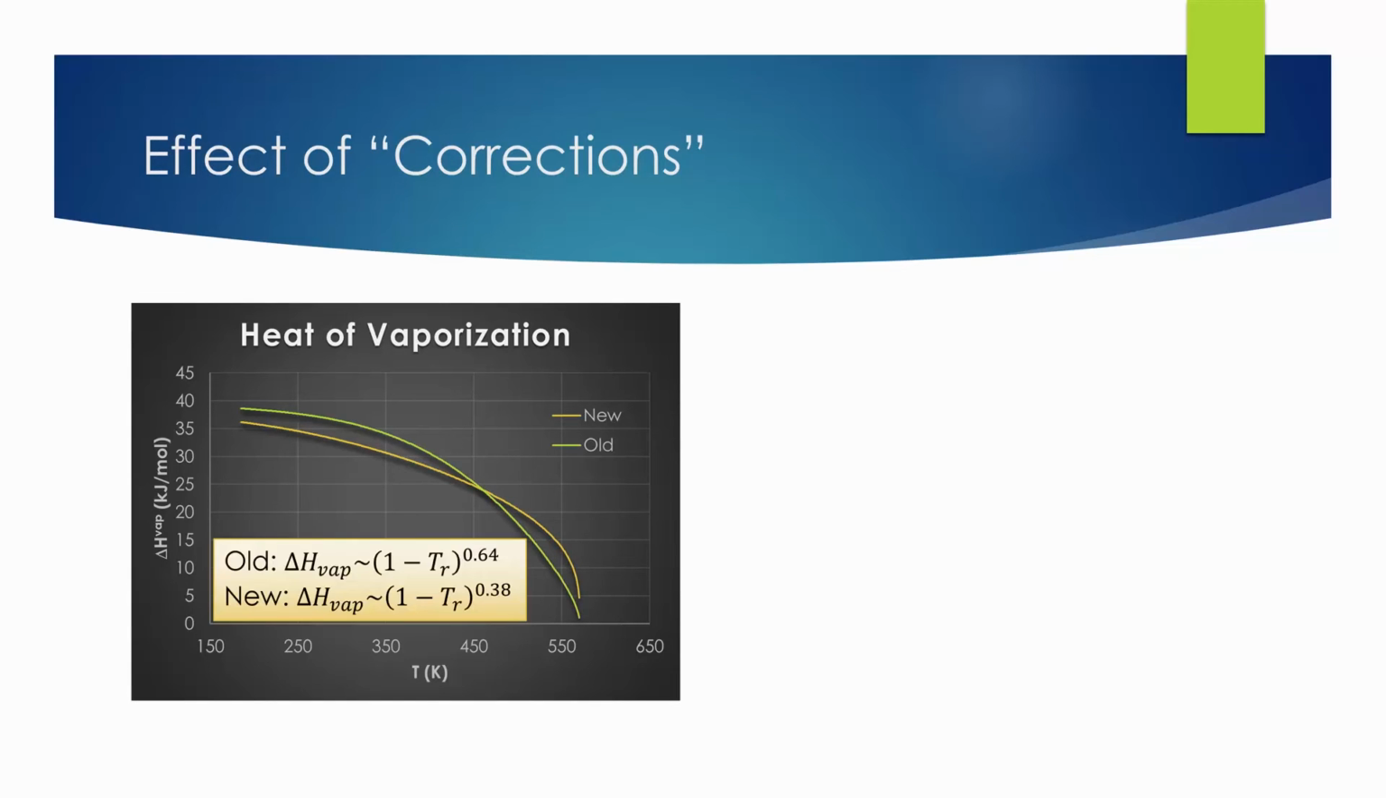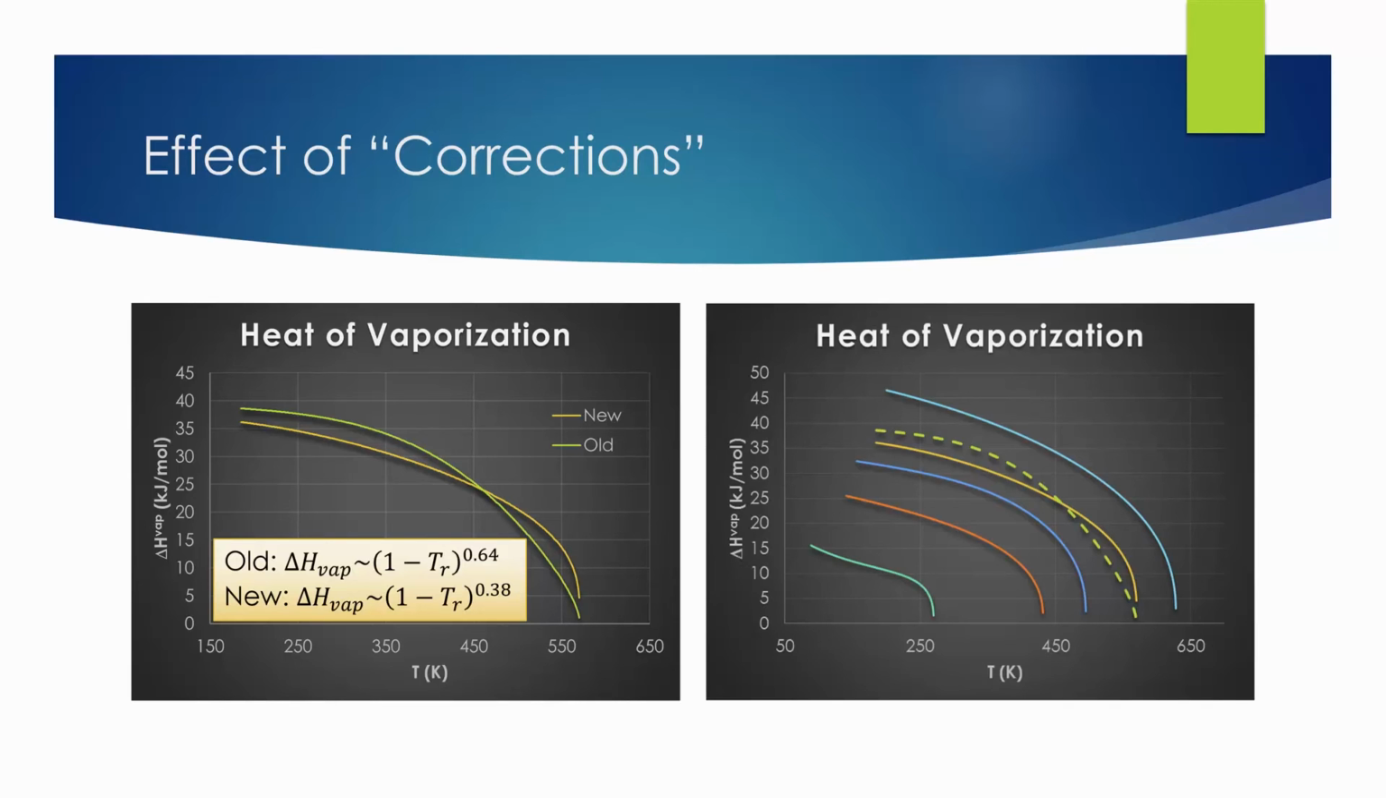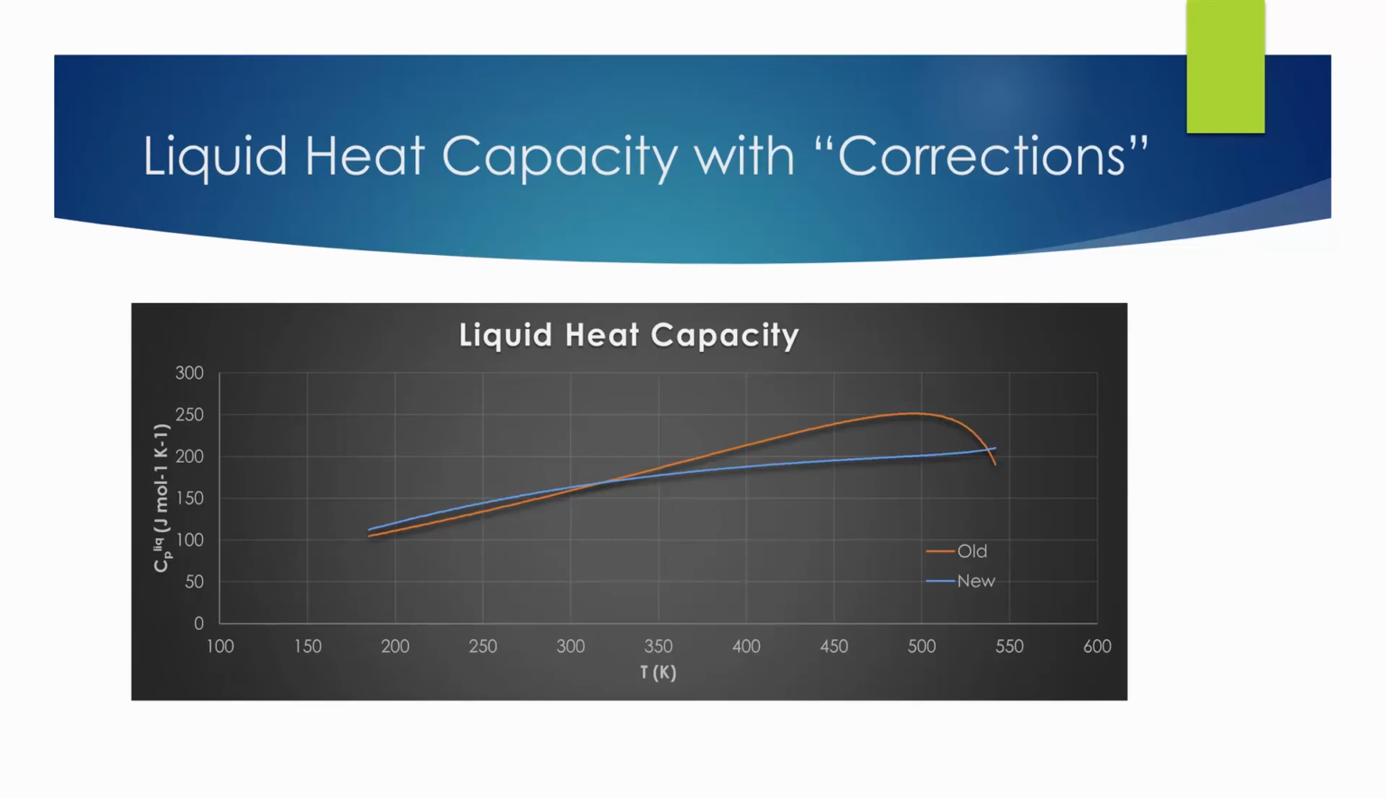Notice the scaling exponent is now exactly 0.38, the expected value, and the low temperature slope now follows the family trend. Finally, also notice that the liquid heat capacity no longer curves down at high temperatures. At this point, the staff completed the compound and sent it on for expert review.